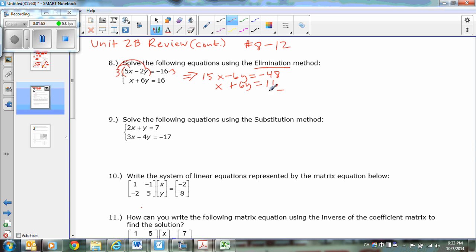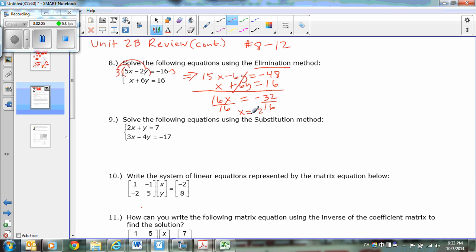And now what we're going to do is add the two equations so that my y terms will be eliminated. 15x plus another x would be 16x. The negative 6y plus positive 6y eliminates the y variable. And then on the right, negative 48 plus 16 would be negative 32. Then let's divide both sides by 16 to get our x value, and x is equal to negative 2. So that is half of our solution.